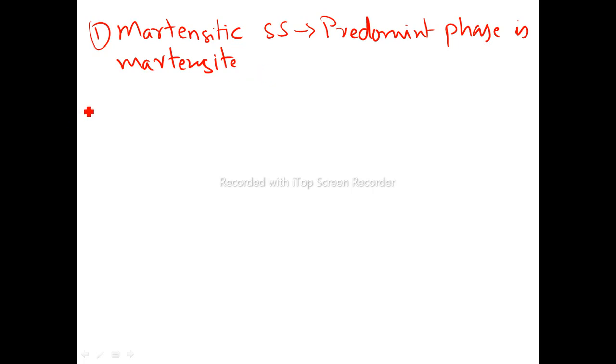The common examples of Martensitic stainless steel are, so I will write the UNS number and its main composition and application.